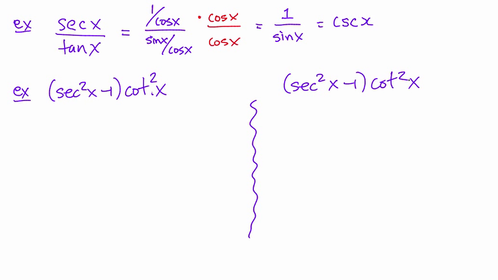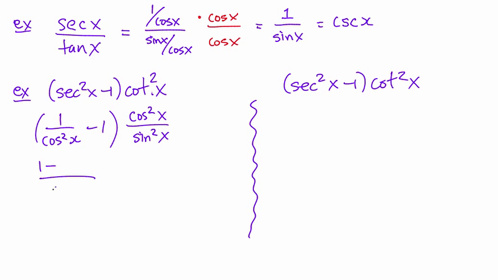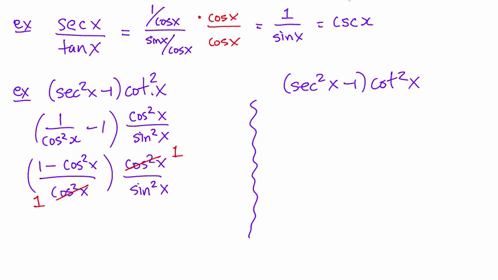So if you go back to everything in sines and cosines, then this becomes 1 over cos squared minus 1, and this becomes cos squared over sine squared. And to add and subtract fractions, I need a common denominator, so the denominator is going to be cos squared. This one needs to be cos squared over cos squared, and that's going to become times cos squared over sine squared. Oh, how convenient. There's a cos squared here and a cos squared here that cancel each other out quite nicely.